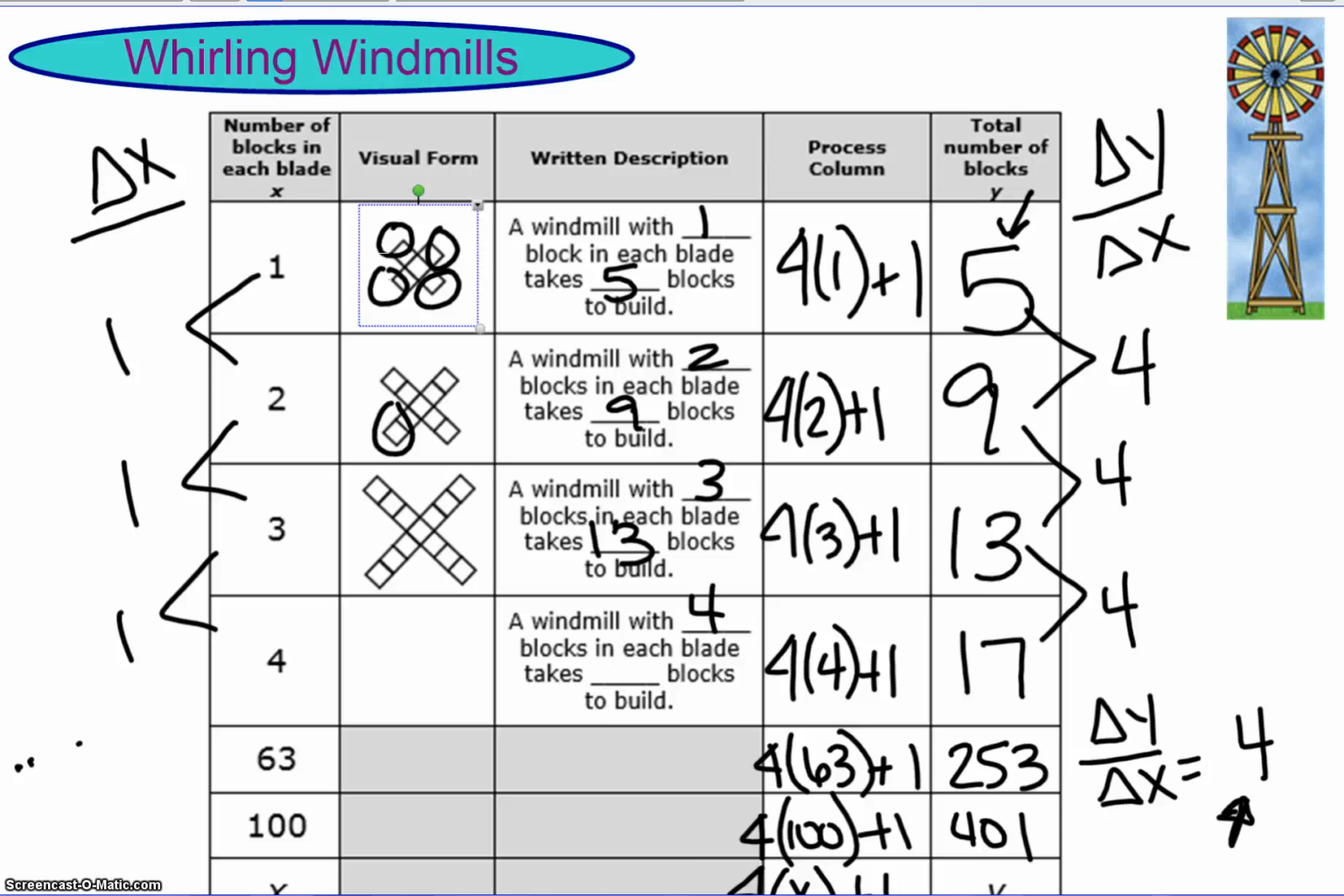Then it wants to know what part of the visual form is represented by the constant. And that is more or less this middle piece right here. There is your constant, whatever that middle piece was, because it's never changing. Your constant stays constant.